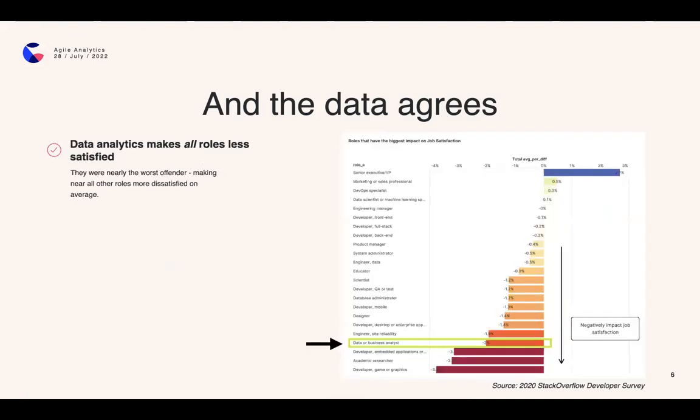I also looked at, let's say you're a developer, but you're also a developer who does data. How much more dissatisfied are you because you do data? If you add data analyst to any position, it's like the worst thing you could do. I mean, apparently not the worst. Being a game developer is actually the worst, but it's pretty close. So anyway, in case you're wondering if it sucks to be an analyst, it really does.